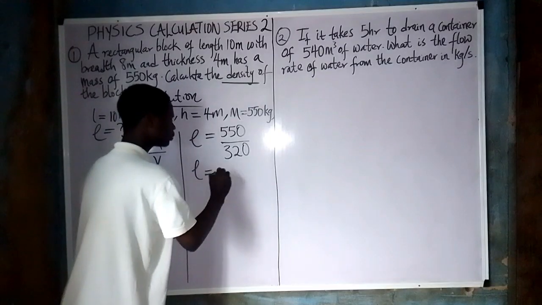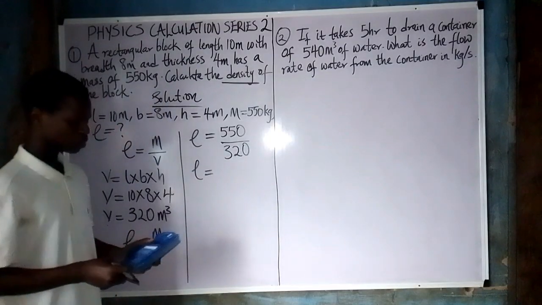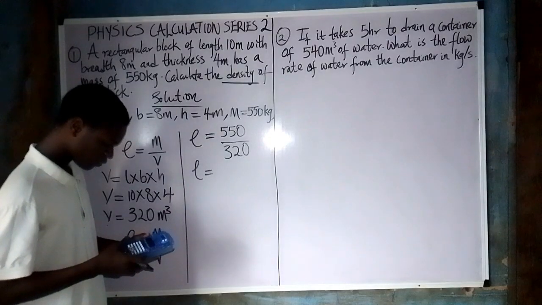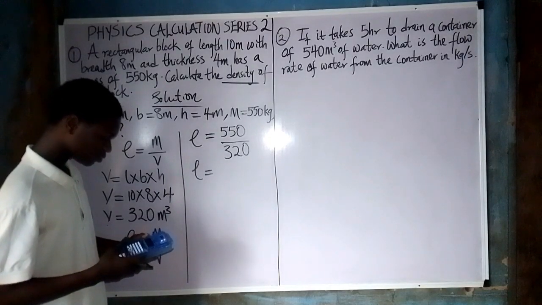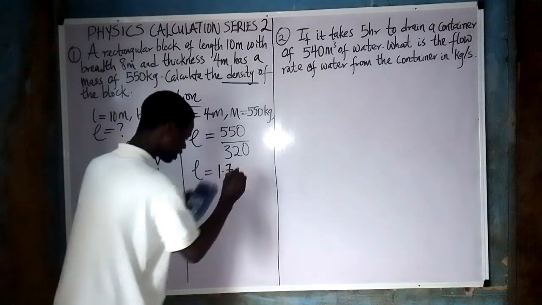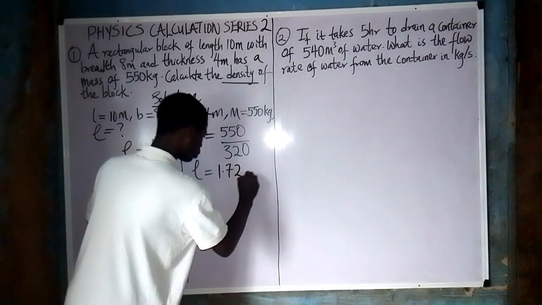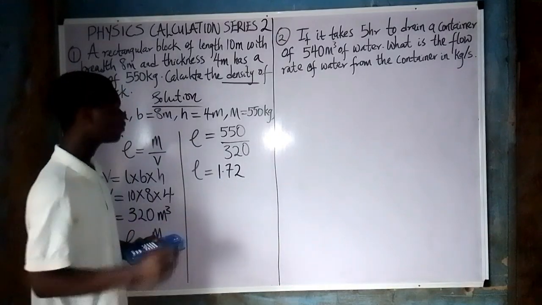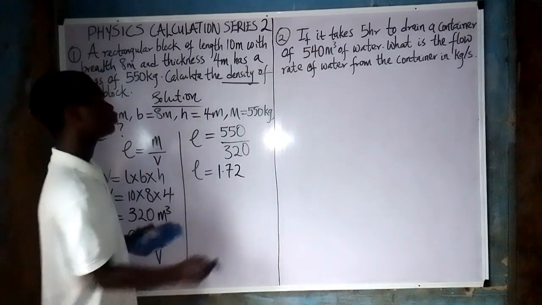And now density will be equal to, let's see what that will give us. 550 divided by 320 gives us approximately 1.72. This is if you are approximating to the second decimal place. You have 1.72. And do we stop here?